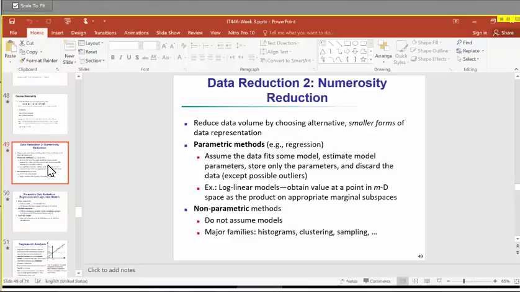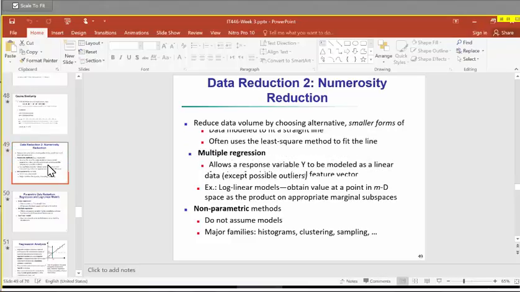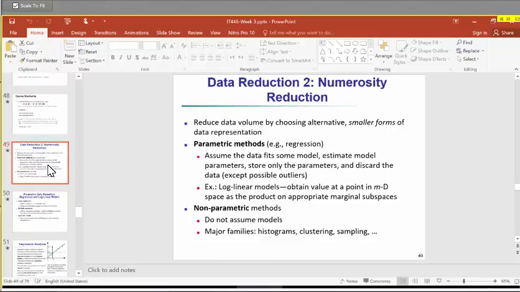For example, there are models, you might not know them at this stage, like the log linear model, where we obtain the value at a point in m-dimensional space as a product of appropriate marginal subspaces. Then we have some non-parametric methods, which are well known, and they are not based on any model. For example, histograms, clustering methods, and sampling methods are all non-parametric methods. In these there is no underlying model.